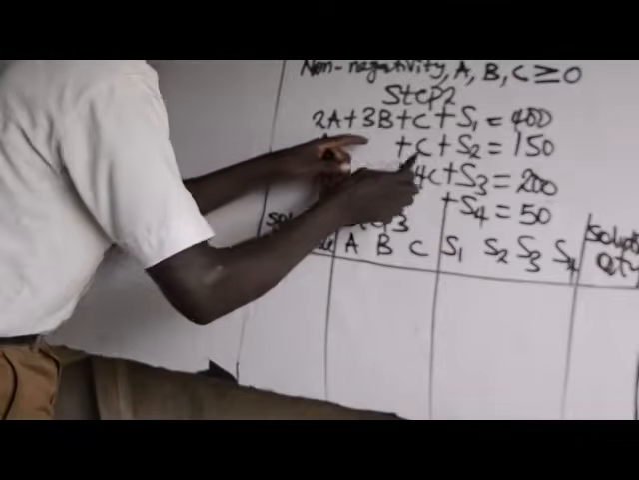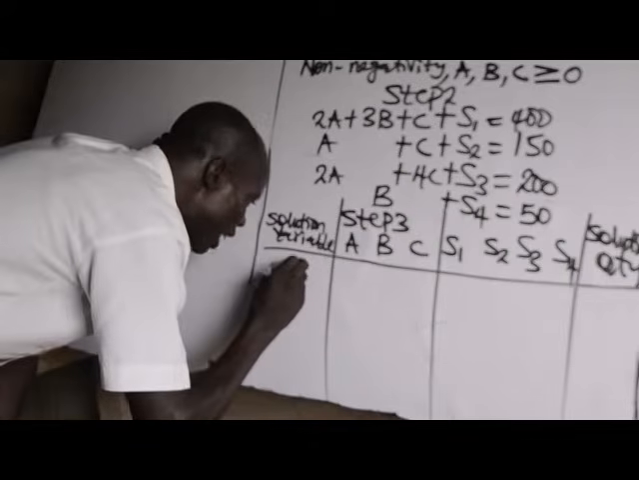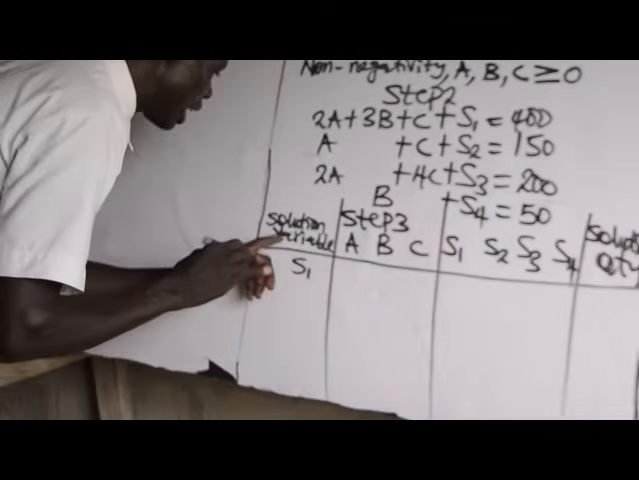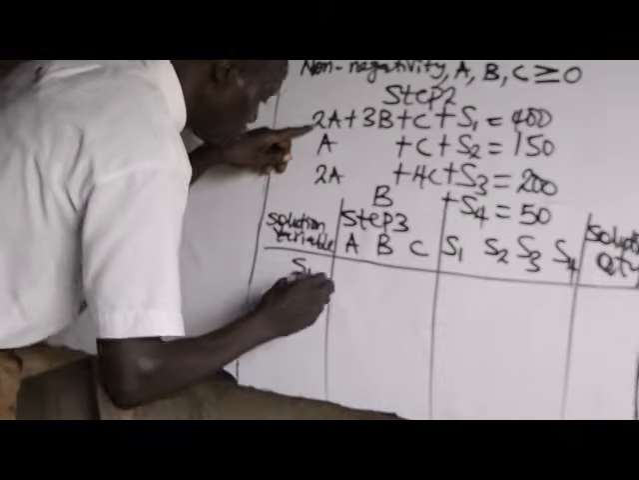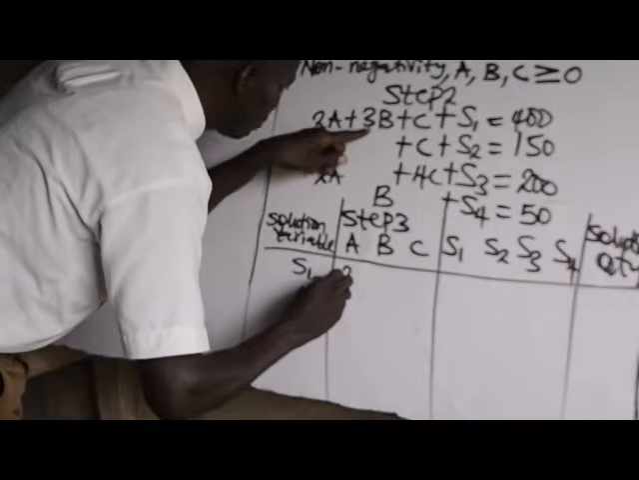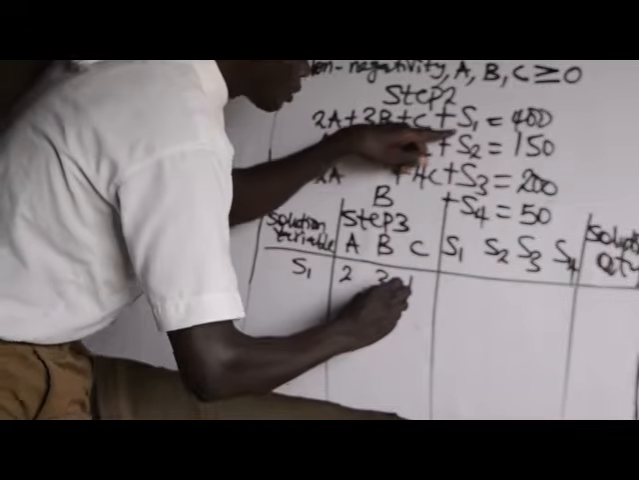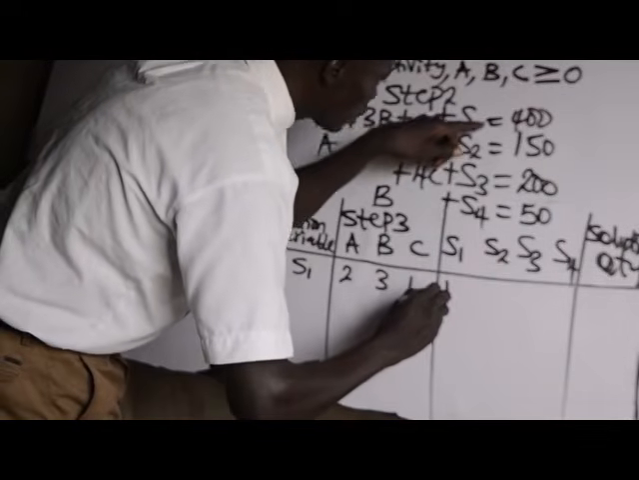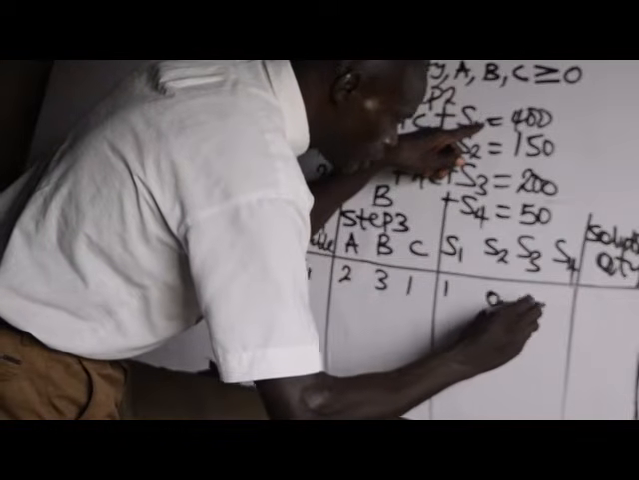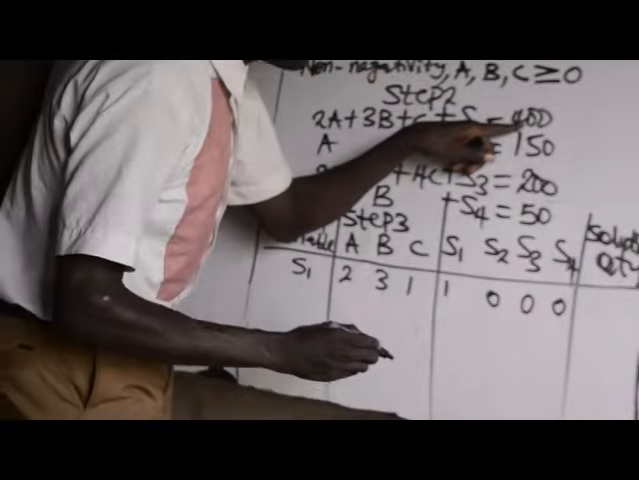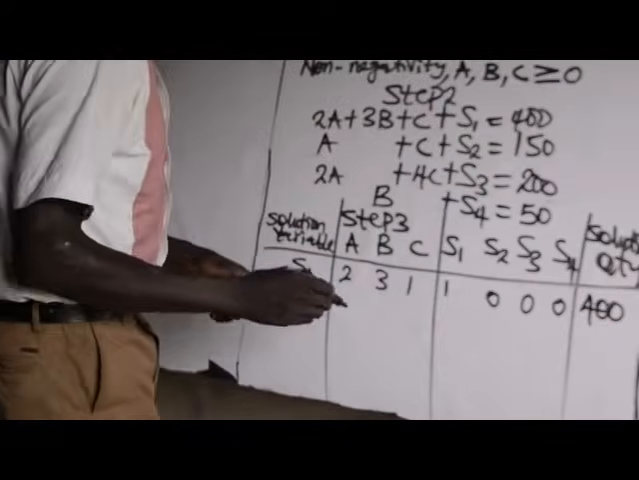Now, the first equation, we have S1 there, slack 1. So we put slack 1 under the solution variable. The coefficient of A is 2. That of B is 3. Coefficient of C is 1. The coefficient of slack 1 is 1, but no slack 2 in this first equation, so you put 0. No slack 3, you put 0. No slack 4, you put 0. And you have it equal to 400. You put the 400 under the solution quantity.